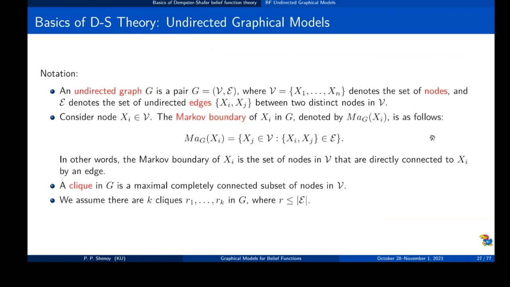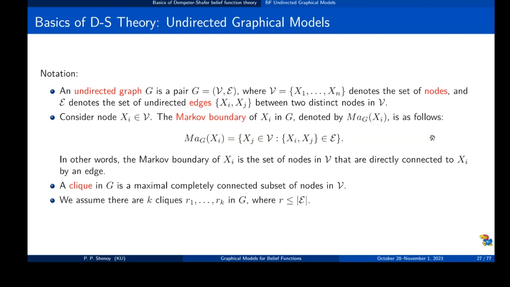So I will talk about undirected graphical models. Here, in the same sense, I have an undirected graph with nodes and edges. Edges are, of course, in curly brackets, with no direction there. Xi, Xj is just an edge. And then we need the notion of a Markov boundary of Xi. The Markov boundary of Xi in G is basically all the nodes connected to Xi. So in words, the Markov boundary of Xi is the set of nodes in V that are directly connected to Xi by an edge.